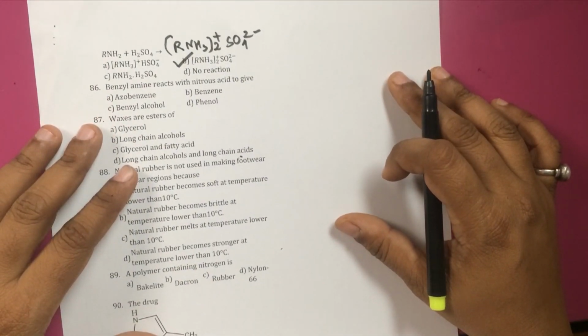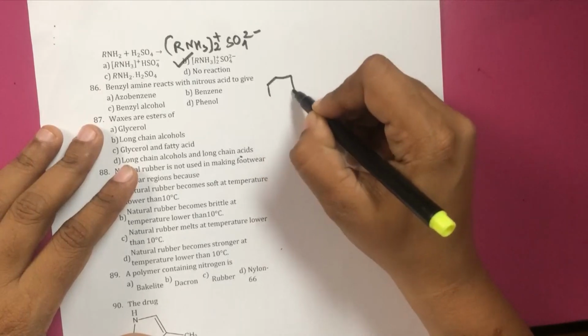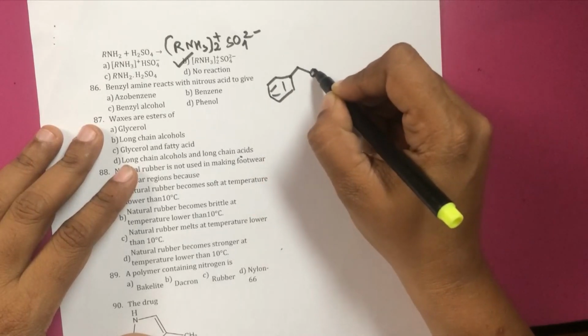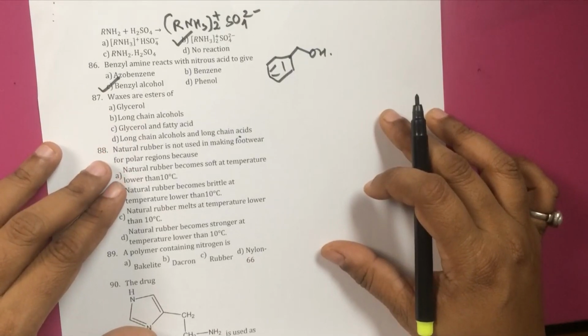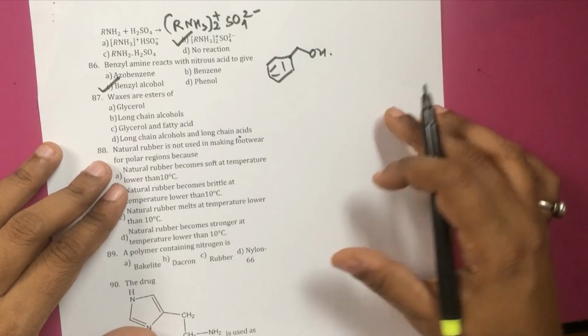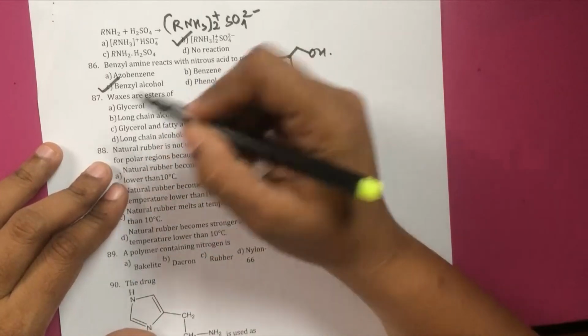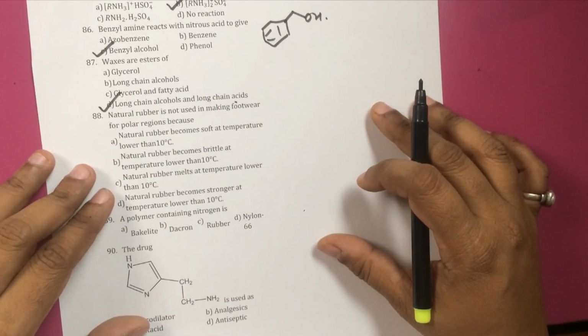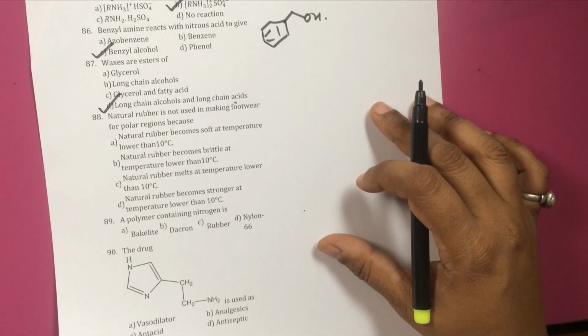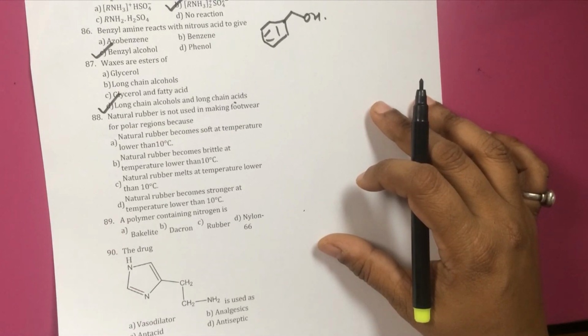Question number 86. Benzylamine reacts with nitrous acid to give the corresponding benzyl alcohol. Therefore, option C. Question number 87. Waxes are esters of? Waxes are esters of long chain alcohols and long chain acids. Therefore, option D.